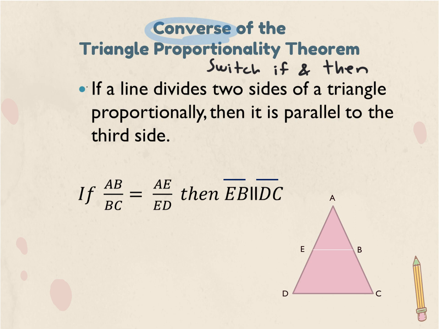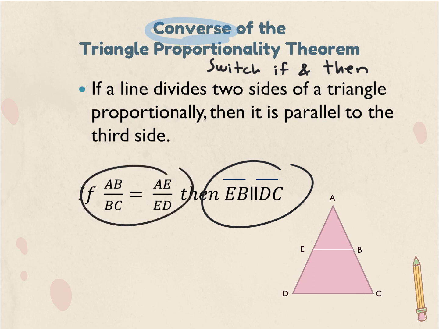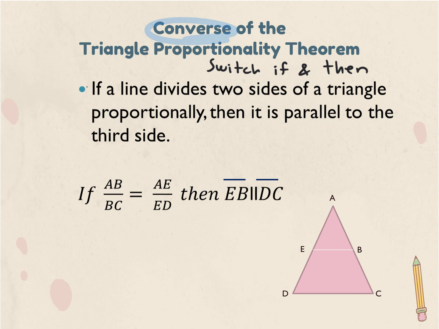We're just stating it backwards. This was the original statement in the other one, and this was the second. Now we flip them because now we're talking about the converse. So if the proportions are congruent, then the lines are parallel. Before it was if the lines are parallel, then the proportions are congruent. We're just flipping the if and then.